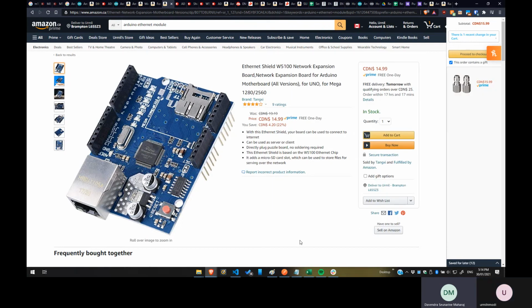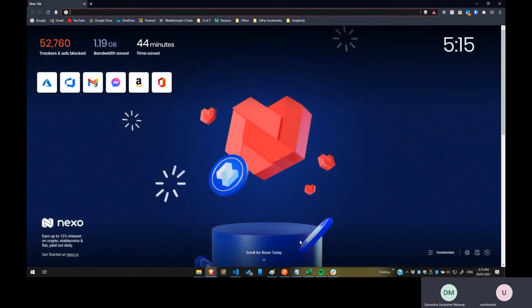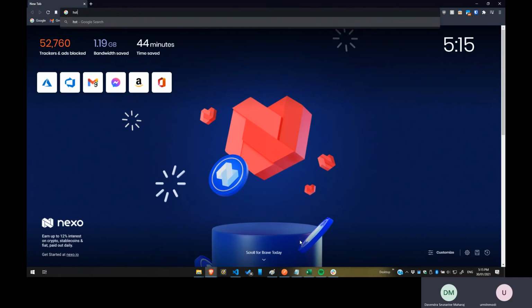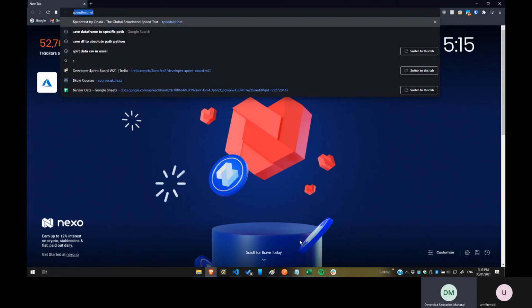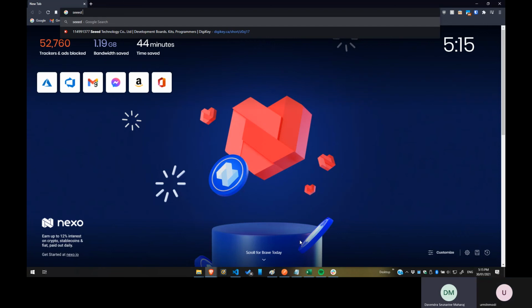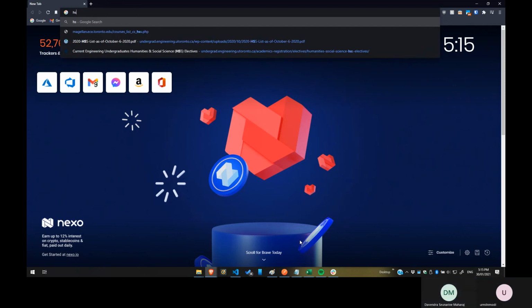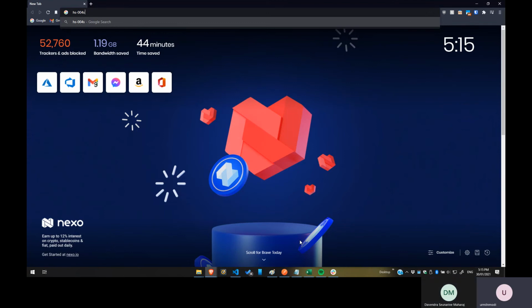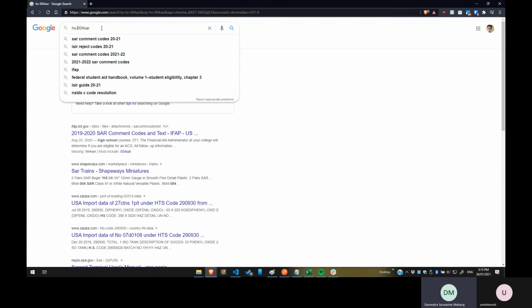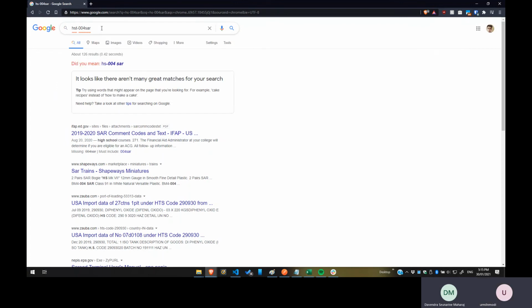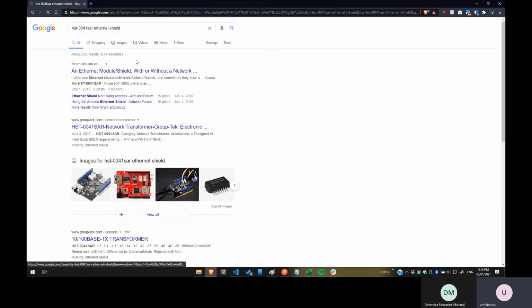Yeah, you did, but there's no model number or anything on that. It's HST. Wait, HST. Yeah, I'm just putting on my flashlight here. It's kind of dark. So it's HST-004 SAR. Ethernet shield. HST-004 SAR. I'm sorry. So this. Yep, okay. Somebody has that. But I don't know where they bought it from.